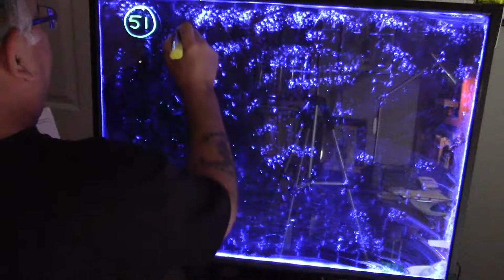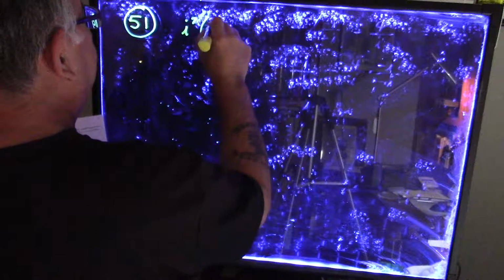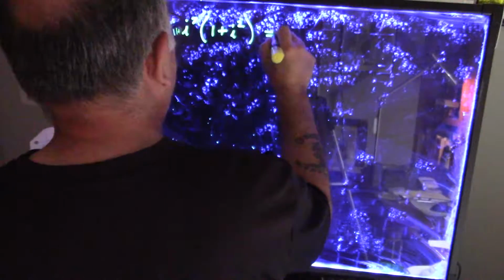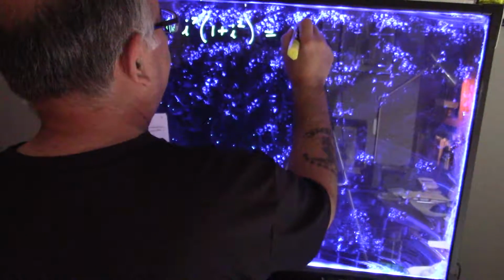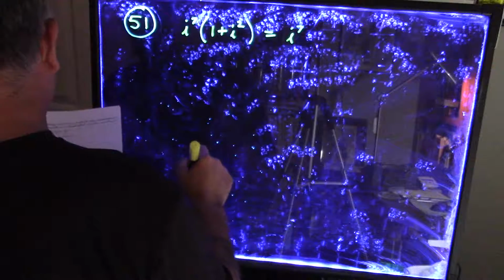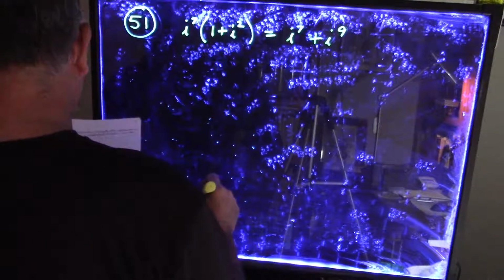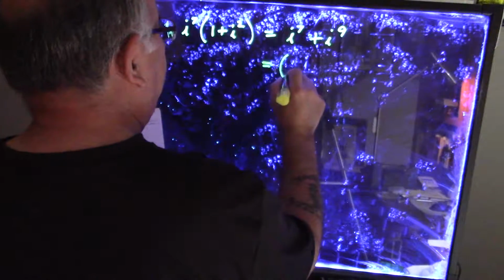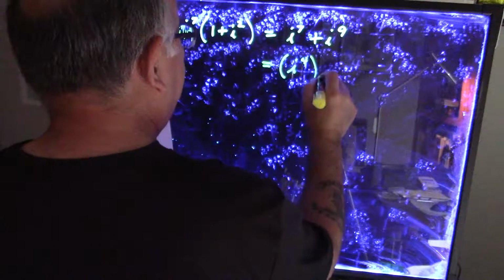Number 51, we have i to the 7th power times the quantity 1 plus i squared. Alright, so you distribute that i to the 7th power through. i to the 7th times 1 is i to the 7. And then i to the 7 times i squared is i to the 9. And then we've got i to the 7 can be written as an even power of i. Let's make that i to the 4th, and then multiply that by i cubed.